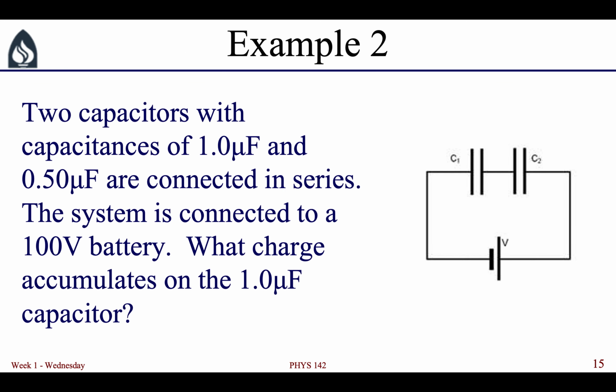So let's look at an example problem where we can do this. In this example problem, we have two capacitors. They have capacitances of 1 microfarad and 0.5 microfarad, and they are connected in series. The system is connected to a 100-volt battery, and we want to know what charge accumulates on the 1 microfarad capacitor.